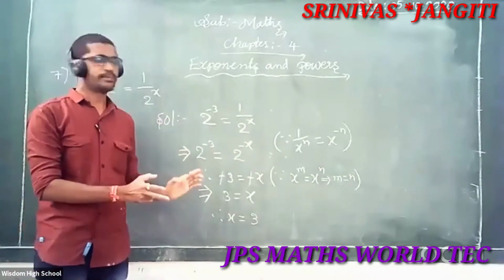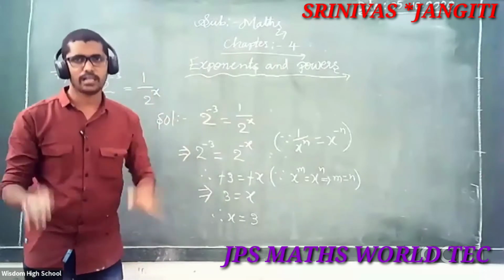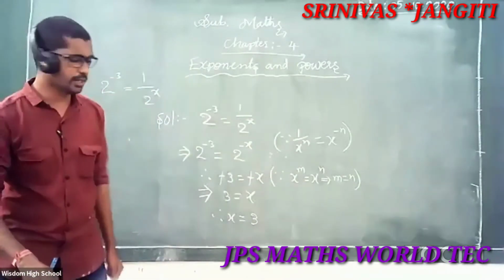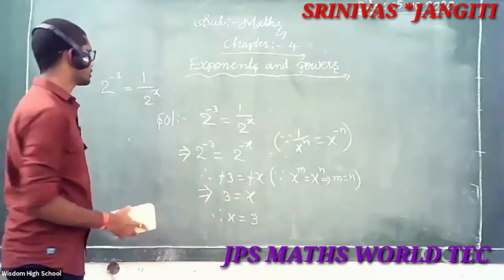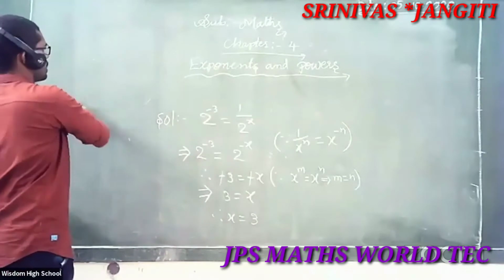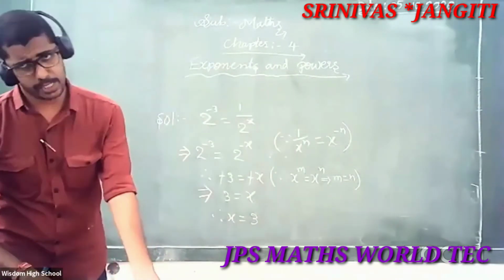That's why, what is here? Minus 3 is equal to minus x. Right? Minus minus cancel. Then x is equal to 3. Simple. Have you understood? Very good. Come on, note down. Then after that, go to the next problem. It is also simple. Just focus on the laws of exponents.